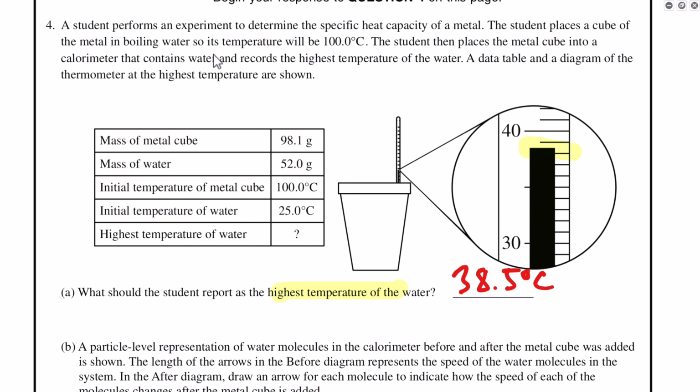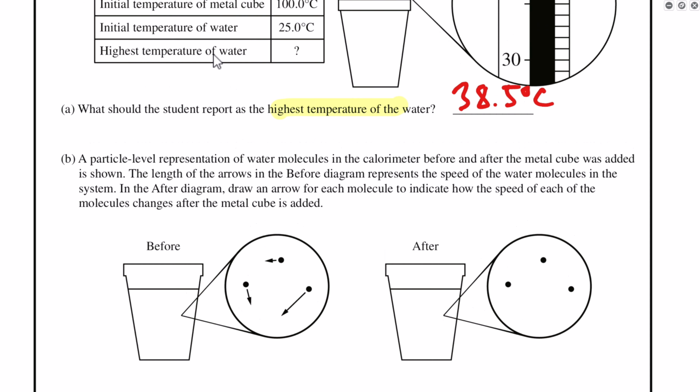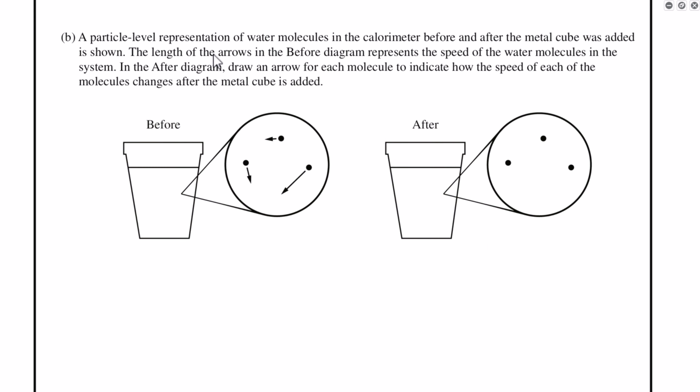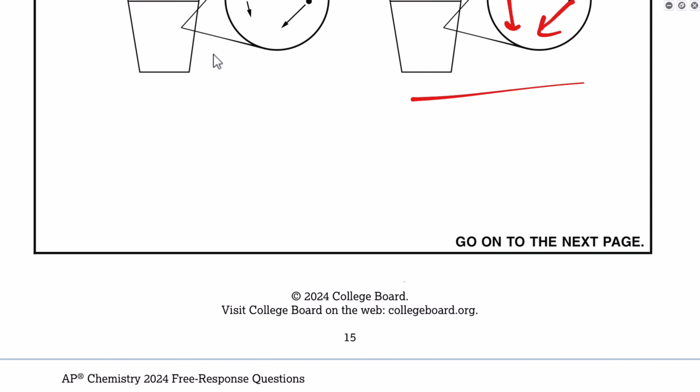So, okay, cool. Draw a particle representation of water molecules in the diagram before and after the metal cube is added. Length of the arrows represents the speed. Okay, so if the initial temperature of the water here is 25, and the metal cube is in there, heat transfers from hot to cold, so the temperature of the water is going to go up, which means that the molecular speed is going to increase. So we're just going to draw these a little bit longer. Okay, pretty straightforward question, especially in terms of molecular movement when we're talking about temperature.